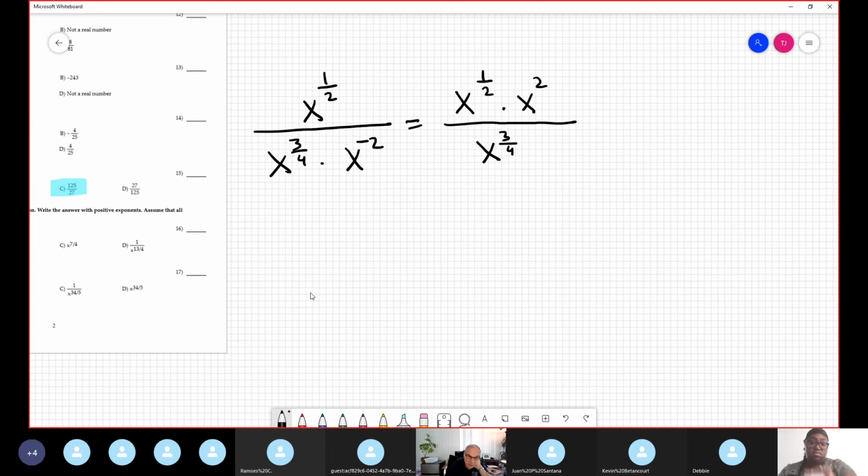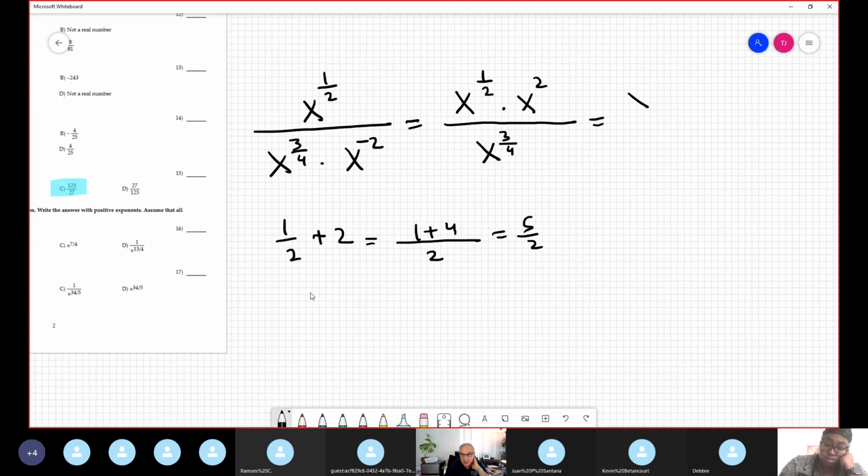Multiplication, remember, you add the exponents. 1/2 plus 2. LCD is 2. So, 1 plus 4, no? Because 2 times 2 is 4, it is 5. 5/2. So when you condense this and this together, adding the exponents, it is x to the 5/2 over x to the 3/4.